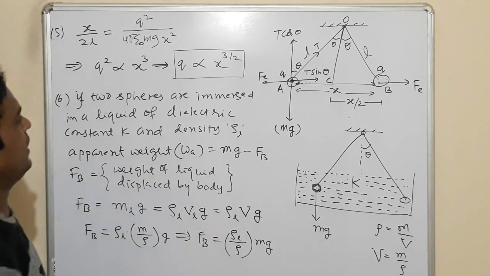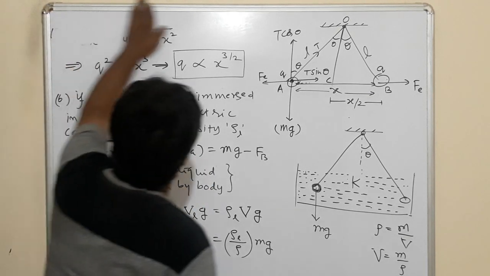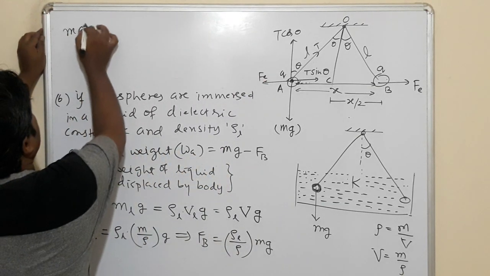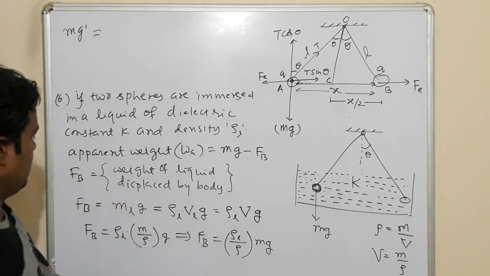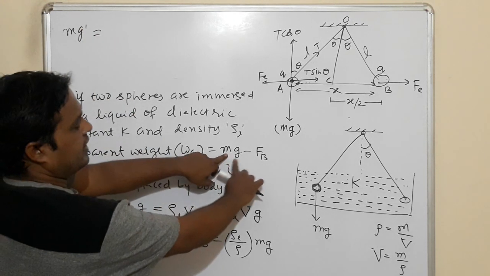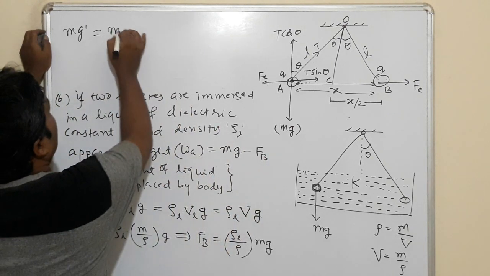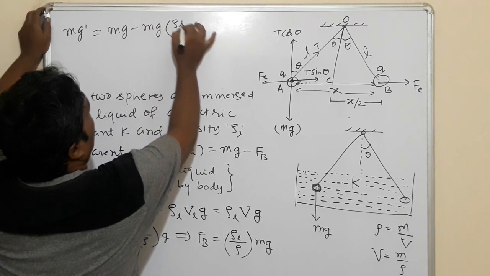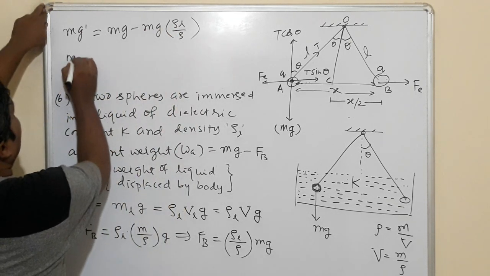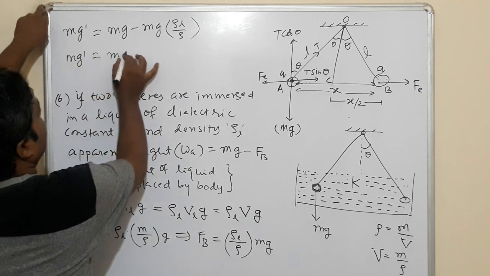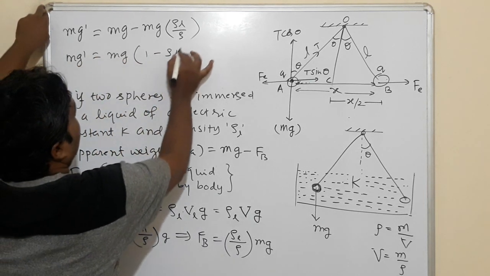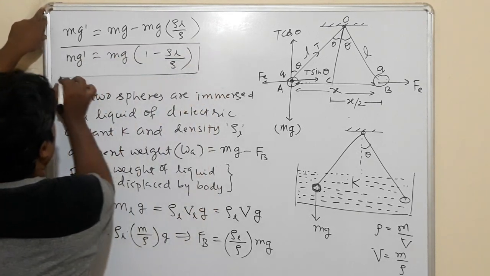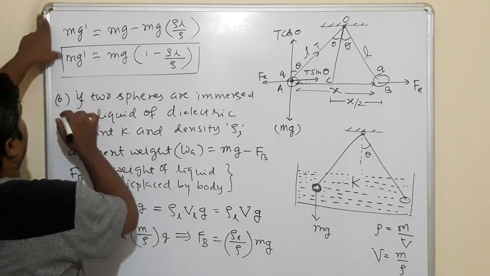Then how will you calculate apparent weight? Apparent weight is equal to, we will take it as mg dash. Mg is real weight. Apparent weight is equal to real weight minus buoyant force. Real weight minus mg into rho L by rho. Then apparent weight is equal to, mg is common, mg into 1 minus rho L by rho. You remember this, which will help you to solve some problems in the other chapters also.